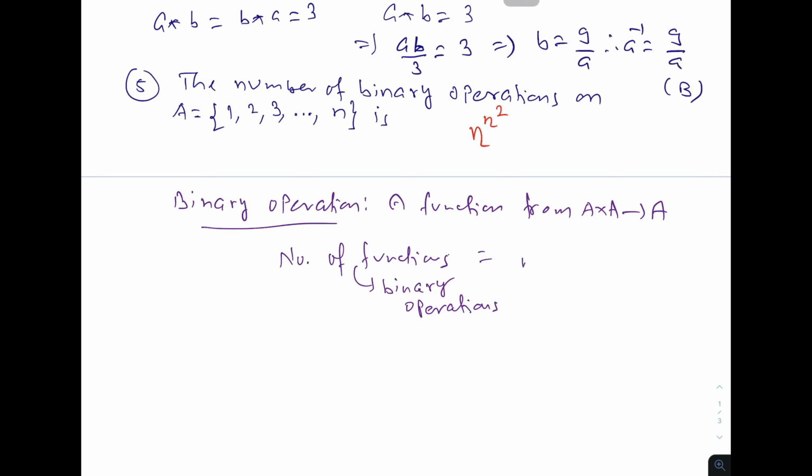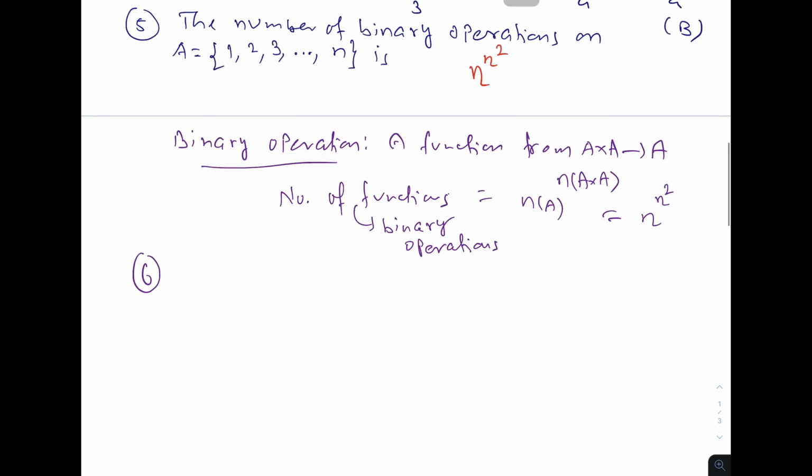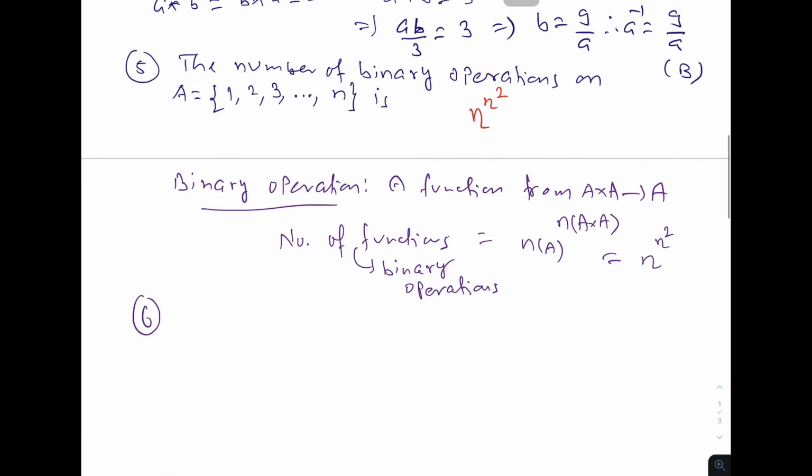Is nothing but n of A to the power n of A cross A, but n of A cross A is n into n, and that is nothing but n square. Now this result, please remember, because it may ask, suppose you are given 3 elements, then the answer is 3 power 3 square kind of things. If there are 2 elements, then your answer is 2 power 2 square.